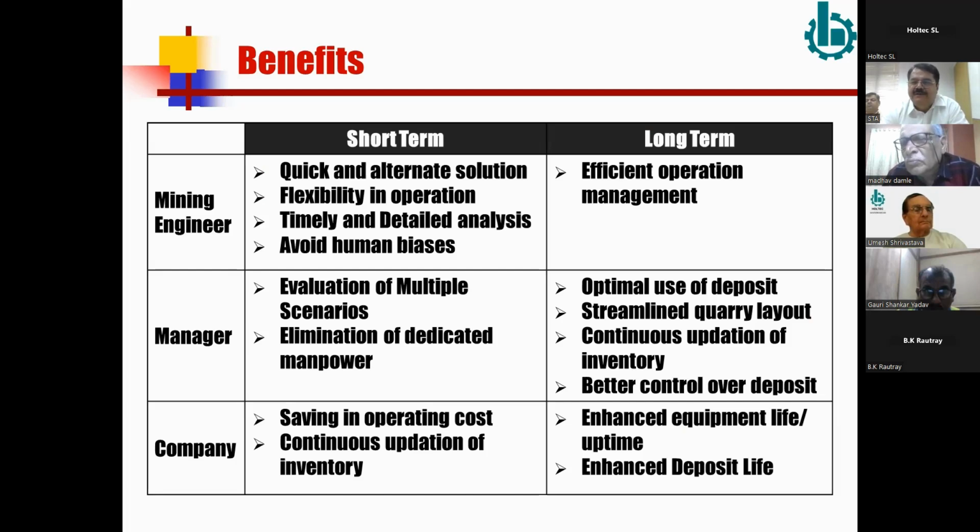Your quarry layout is streamlined, and there is continuous updating of the inventory, and you have better control over the deposit. For companies, since you are using the deposit optimally and continuous streamlining of the quarry has led to savings in the operation cost. And of course, if your quarry is optimized and the operation is smooth, then it will lead to enhanced equipment life and uptime, and the deposit life shall also increase.